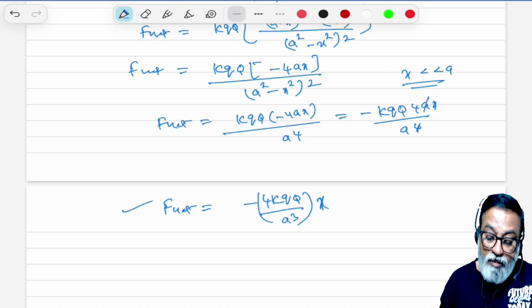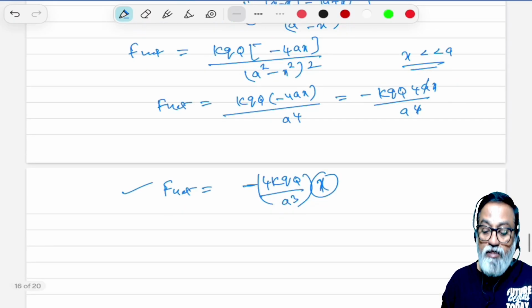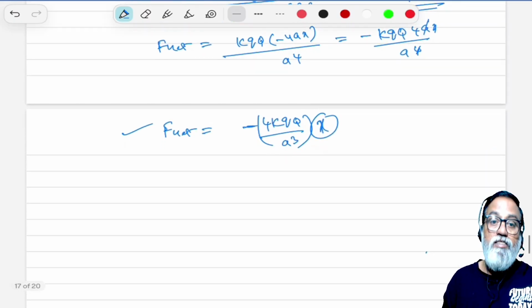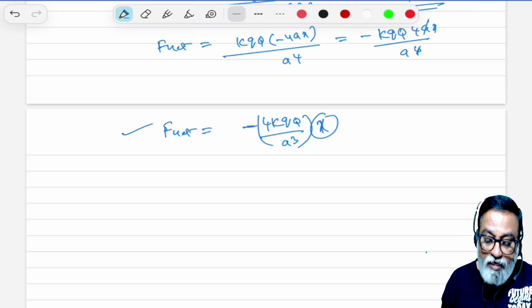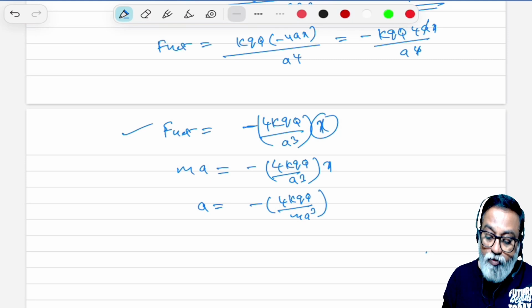This is nothing but the restoring force. Here the restoring force is directly proportional to displacement in the opposite direction. Therefore, the oscillations are in simple harmonic motion. Here F net means ma, that is equal to minus 4KQ by A cube into X. Therefore, a is equal to minus 4KQ into Q by m A cube into X.